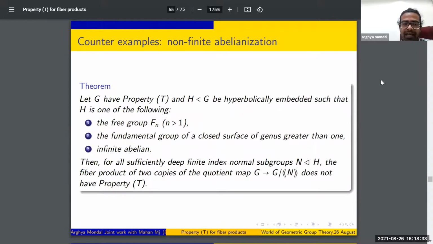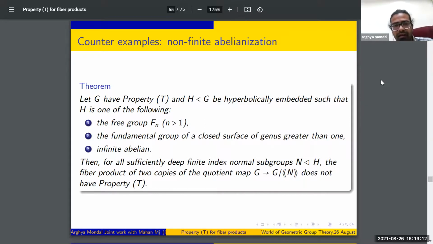So you can take H to be infinite abelian, and then obviously this holds for all finite index subgroups. But you can also take H to be the free group of rank more than 1, or a surface group of genus greater than 1. In these two cases also, you can use the Chevalley-Weil theory to prove that N modulo H comma N is infinite. And so in all these cases, if you look at the two copies of the quotient map G to G modulo the normal closure of N, then the fiber product of that does not have property T.